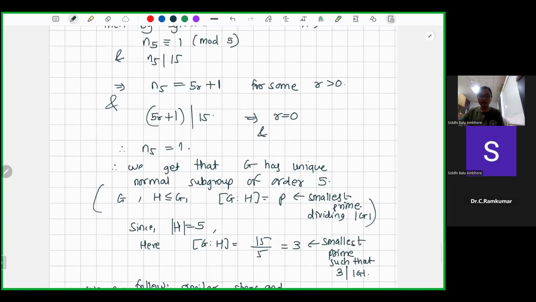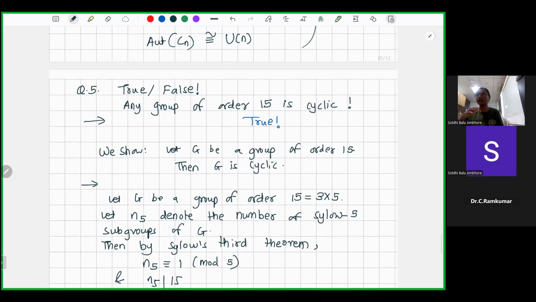Okay, so that's how we proved that any group of order 15 is always cyclic. I hope this is okay so far.